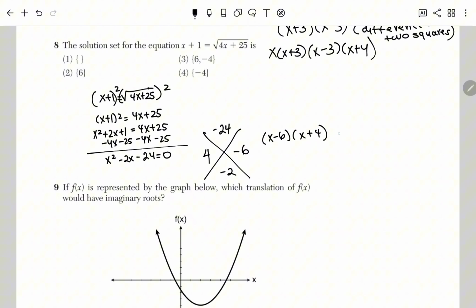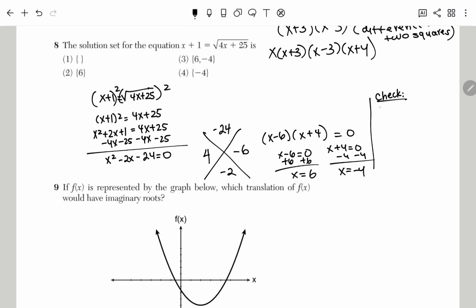I set it equal to 0, so x minus 6 equals 0, x plus 4 equals 0. Add 6 on both sides. X equals 6. Subtract 4 on both sides. X equals negative 4. Now, some people are going to say, well, my x is 6, x is negative 4, I'm going to pick answer choice 3. Wrong. Don't do that. You have to check. Sometimes you're going to get an answer, and when you plug it in, it doesn't work. So we're going to check.